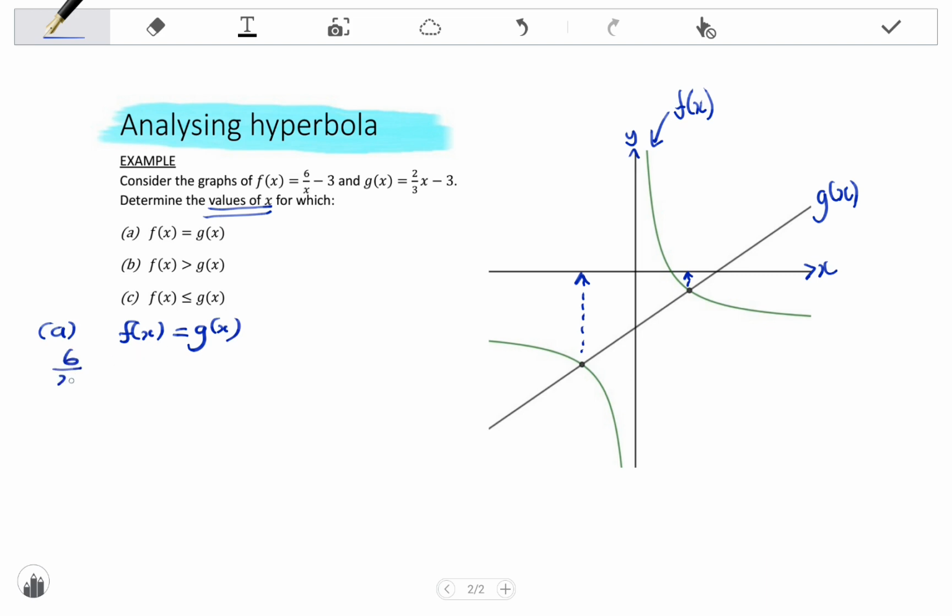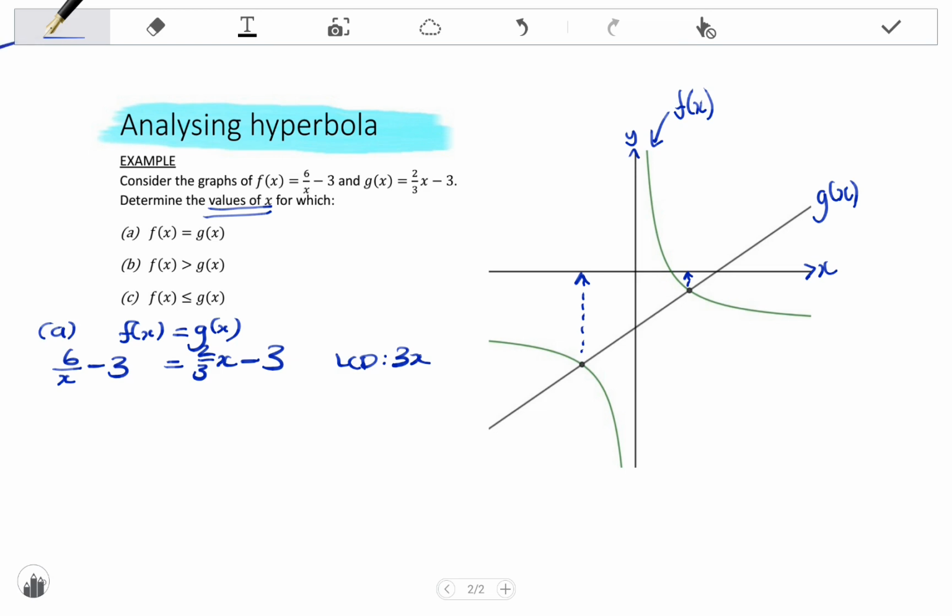So I have 6 over x minus 3 equals g of x, which is 2/3 x minus 3. Now I have an equation with fractions, so I multiply by the lowest common denominator to get rid of the fractions. So my denominators are x and 3, so my LCD is 3x. So now I multiply every term by that 3x, okay?